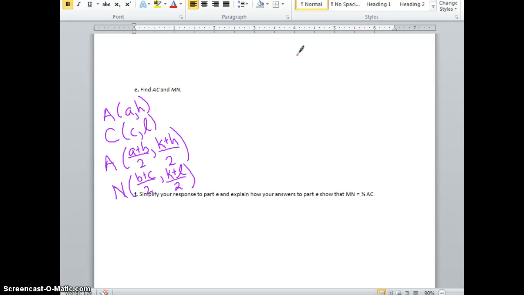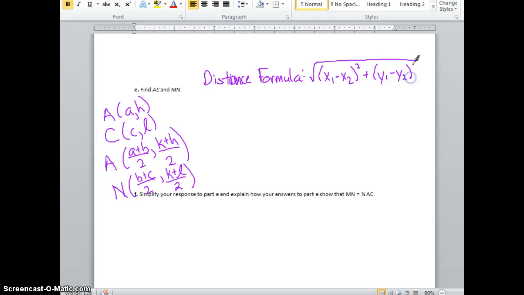And in order to do that, we're going to need to use the distance formula. So you may or may not remember this formula from grade school, but if you ever want to find the distance between 2 points, you use the distance formula, which is the square root of x1 minus x2 squared plus y1 minus y2 squared. Okay, so we're going to use this formula.